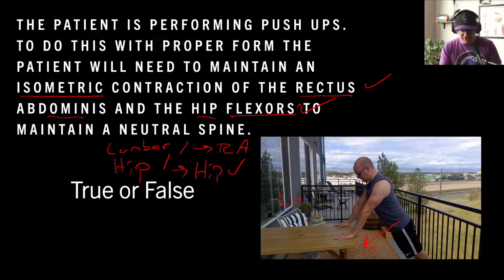So, as we reread through this question, the patient is performing push-ups. To do this with proper form, the patient will need to maintain an isometric contraction of the rectus abdominis and hip flexors. Absolutely true. And we got 100% correct on that. That's awesome. Glad no one thought that the glute max was involved in that. Great.